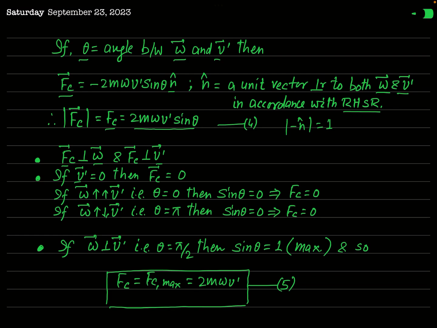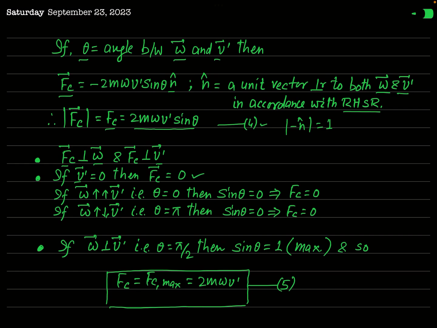Since v dashed will be 0, then in accordance with equation 4, or the basic equation 3, you can see that this Fc will be equal to 0. It means no Coriolis force acts on a particle which is stationary in a rotatory frame. If the particle is at rest in a rotatory frame, then never say that a Coriolis force will act on it. A Coriolis force will not act on the particle.